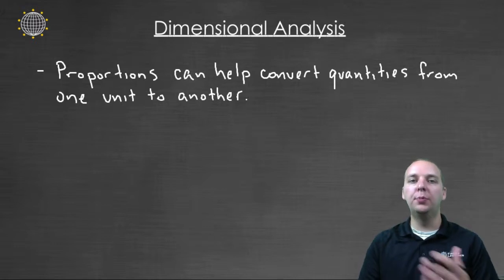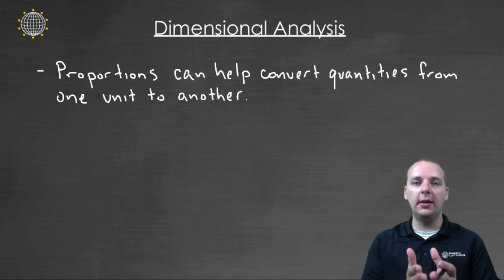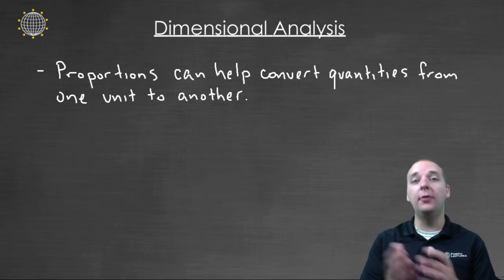One popular use of proportions is in something called dimensional analysis. And what happens in dimensional analysis is we'll have some quantity that has a unit, and we'll try to convert that quantity into a different unit.